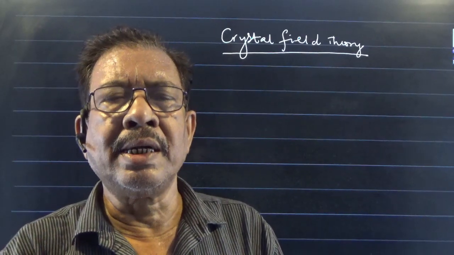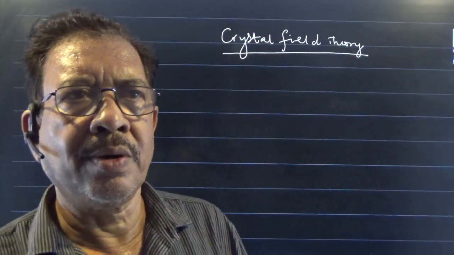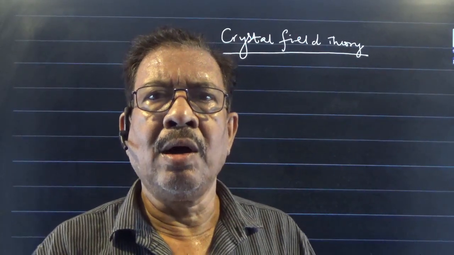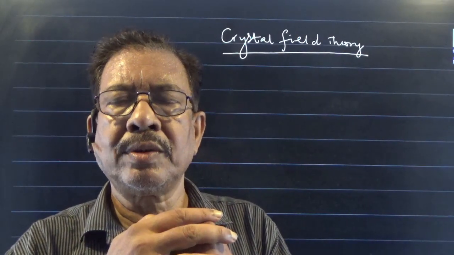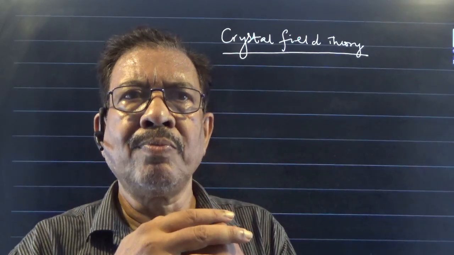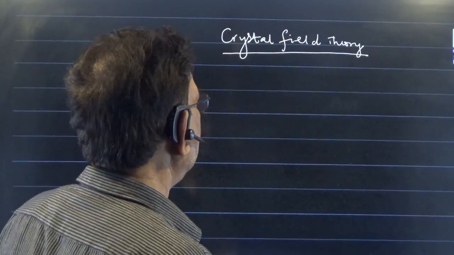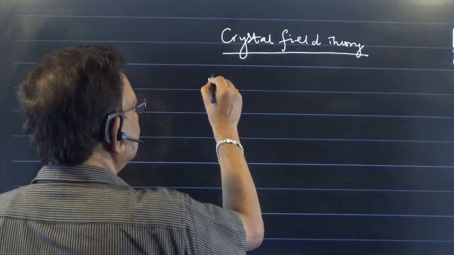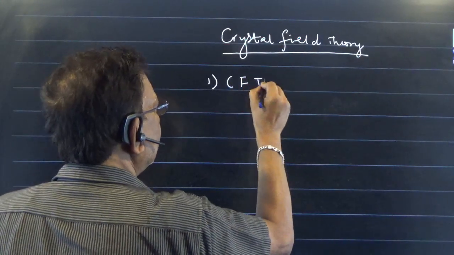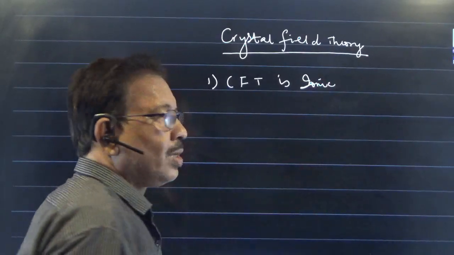But in crystal field theory, what is the difference between crystal field and valence bond? In crystal field theory, the bonding is an electrostatic force of attraction. Here, CFT is ionic.